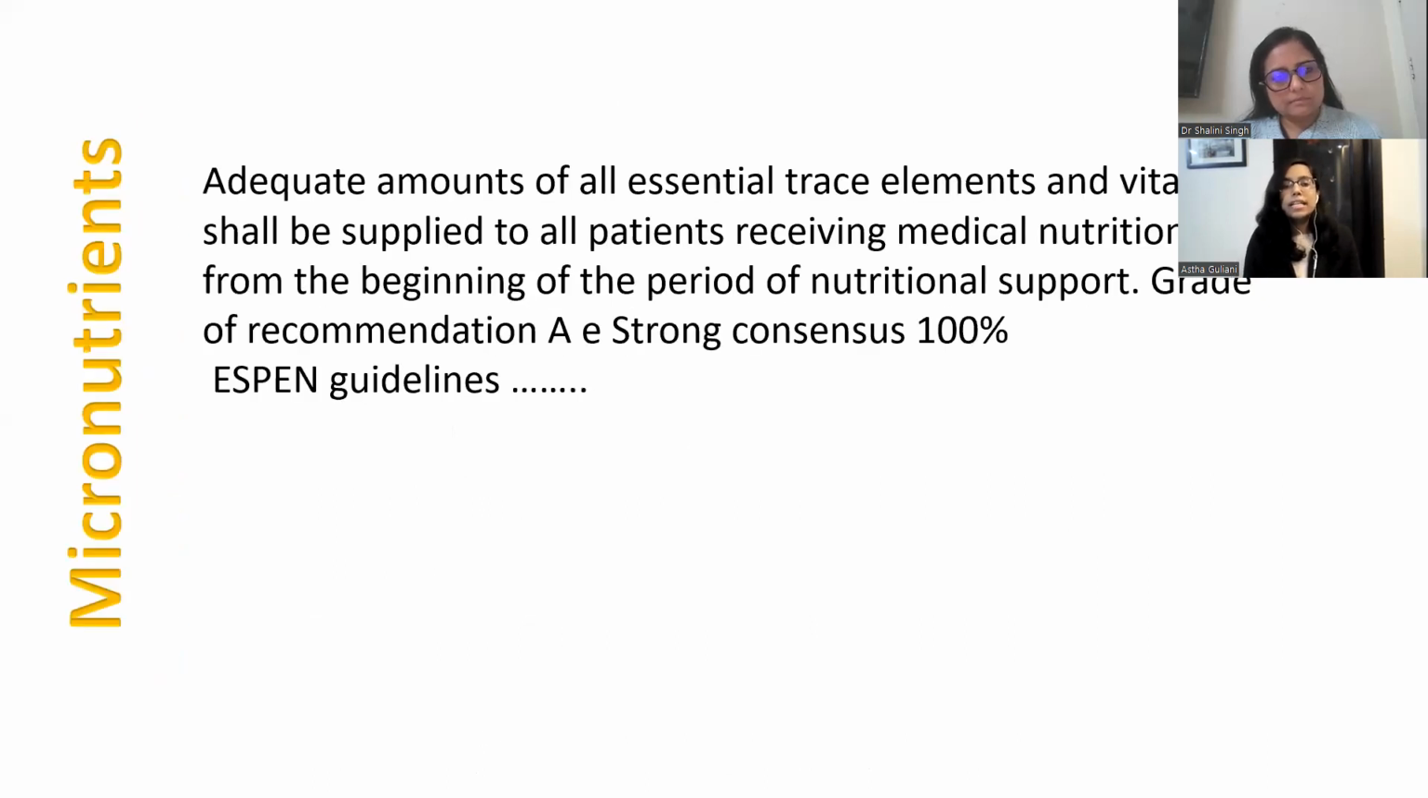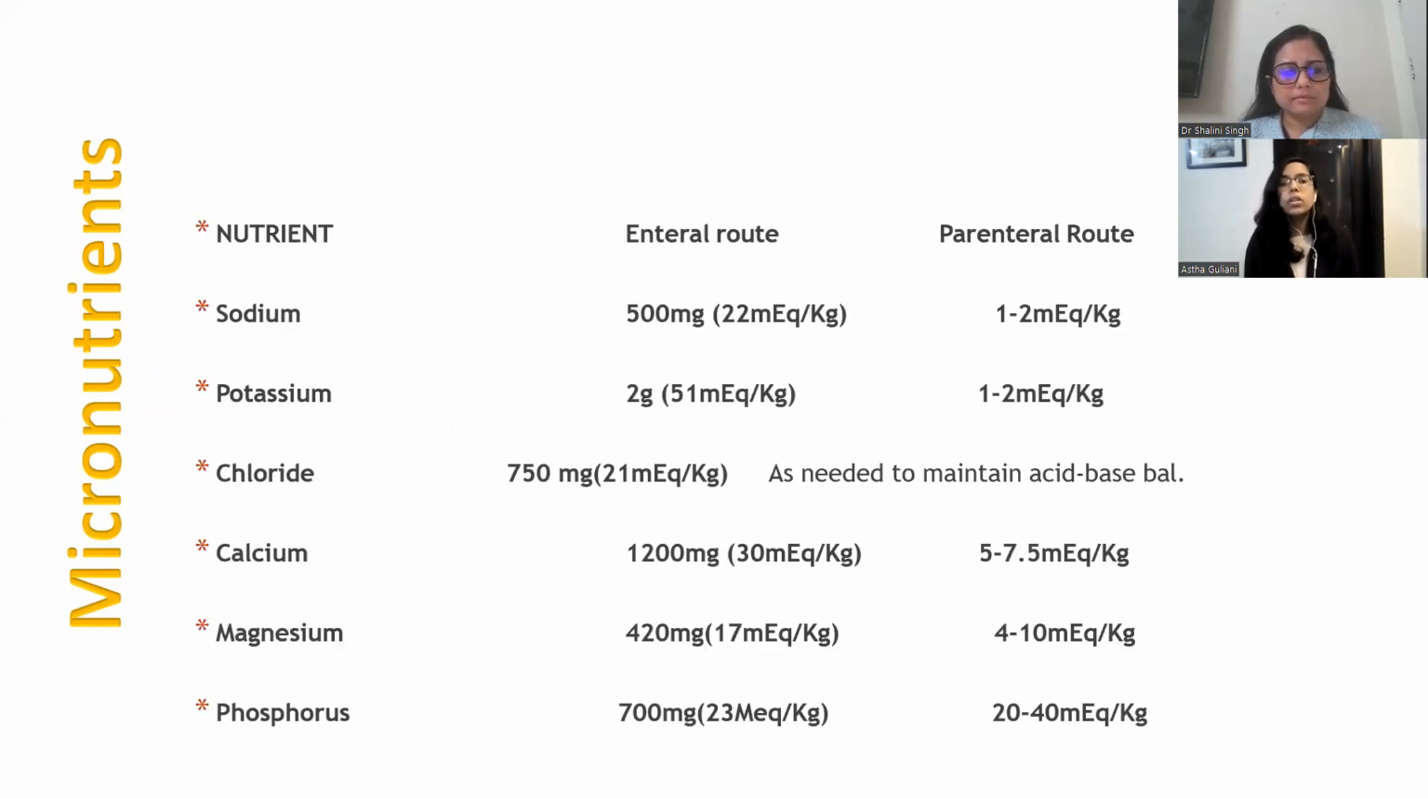According to the ESPEN guidelines, they also talk about micronutrients. They say that adequate amounts of all essential trace elements and vitamins shall be supplied to all the patients receiving medical nutrition from the beginning of the period of nutritional support. Now I will highlight the micronutrients that may be supplemented. So we have sodium, potassium, calcium, chloride, magnesium, and phosphorus.